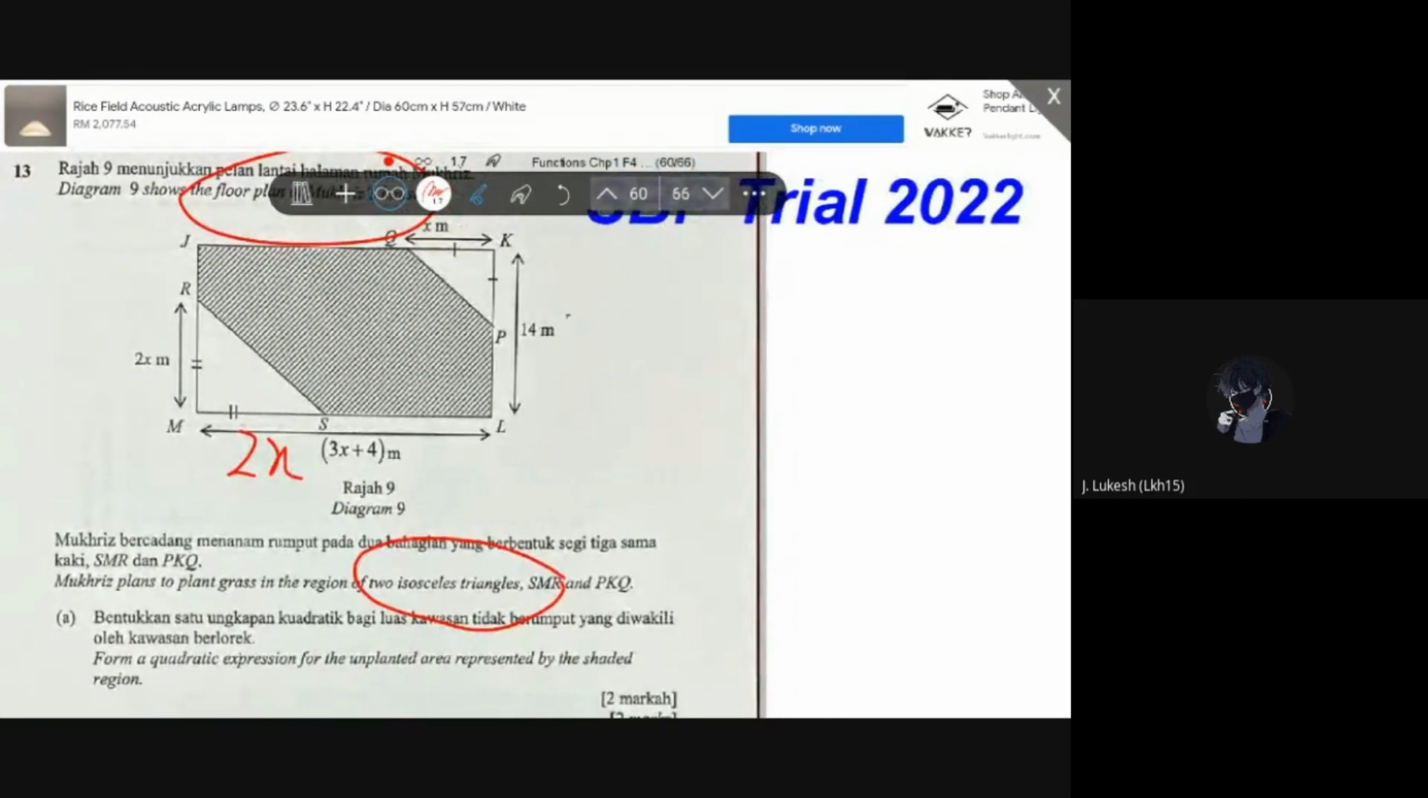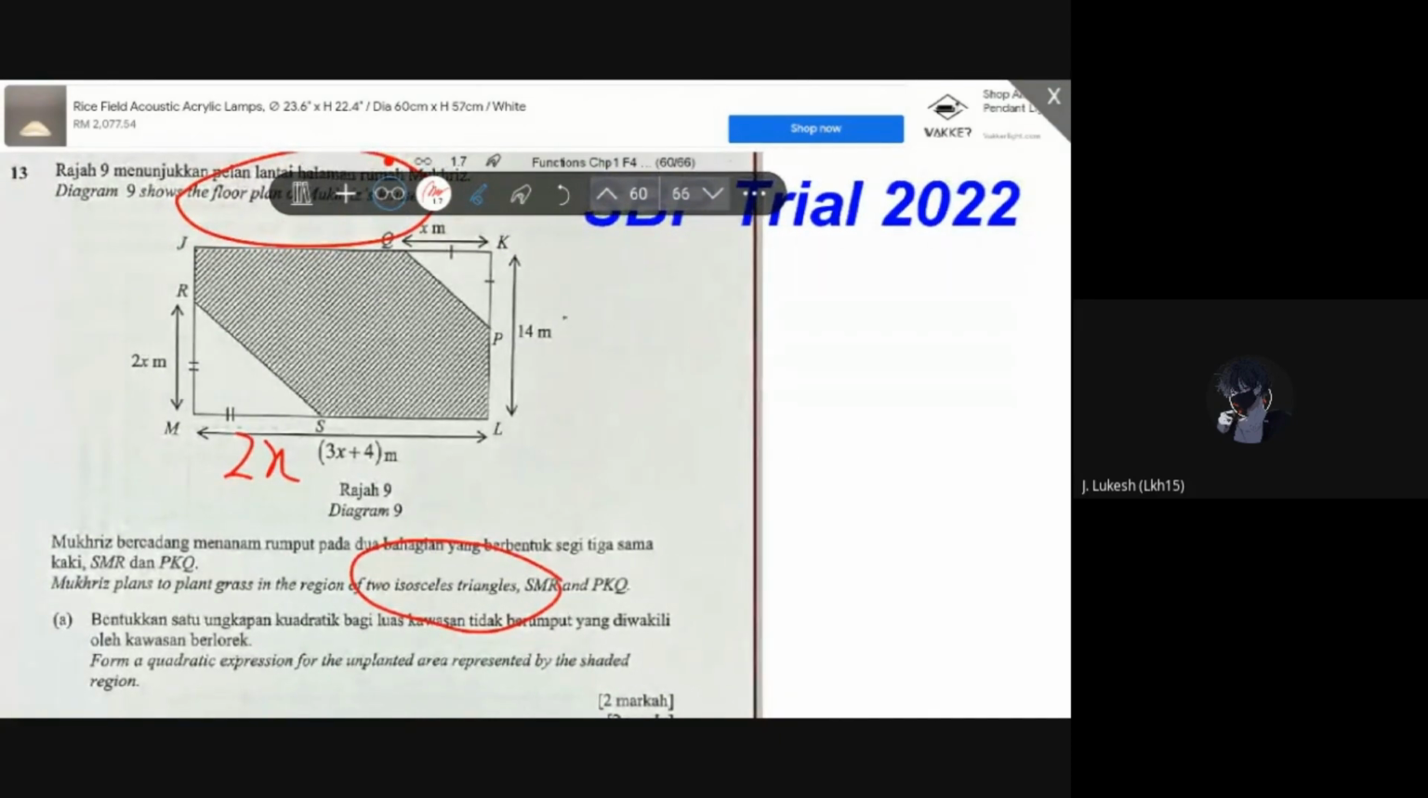Okay, so now let me see what other things. Can anyone find or not? Can anyone tell the final answer? I think nothing much to ask here. Can you tell your quadratic expression? Slowly solve, still got a lot of time.